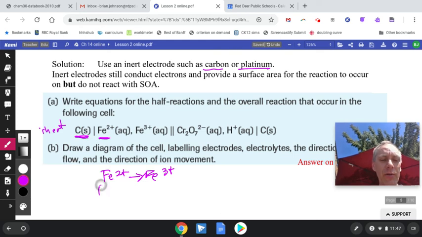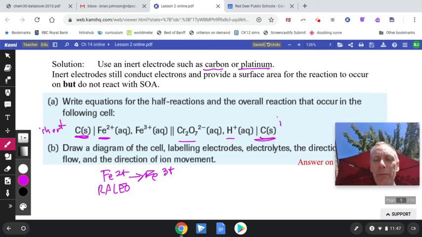Over on the other side, we have acidified dichromate, which also does not have a metal form. So we have to go with an inert carbon electrode. So on this one, the Cr2O7 2 minus and the H plus is gaining electrons. So that's our cathode oxidizing agent. And this is our anode reducing agent. And the actual reducing agent is the iron 2 plus that is turning into iron 3 plus. So that's why we aren't using iron.